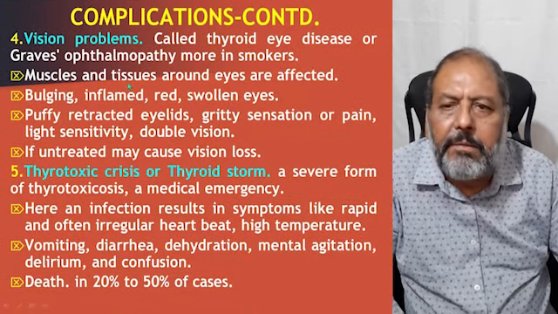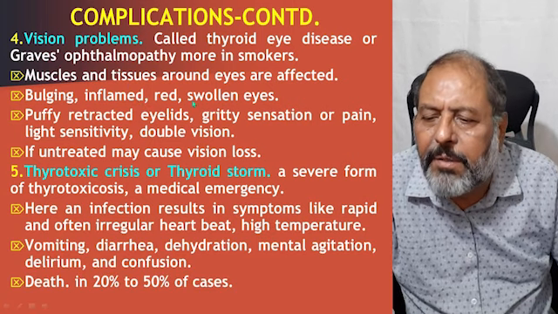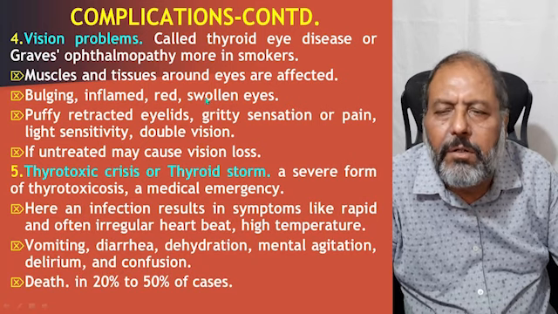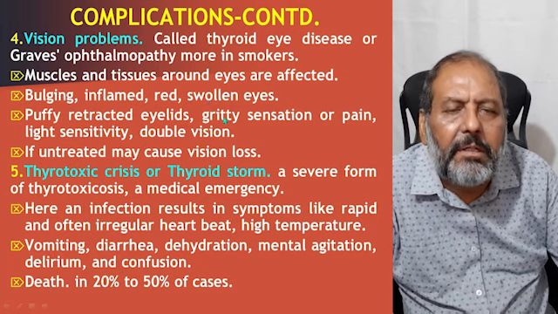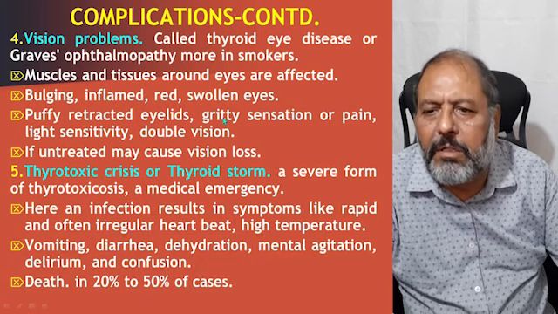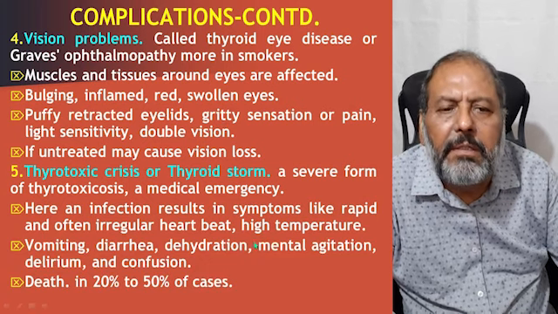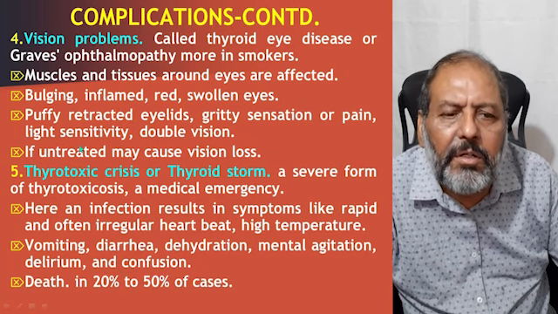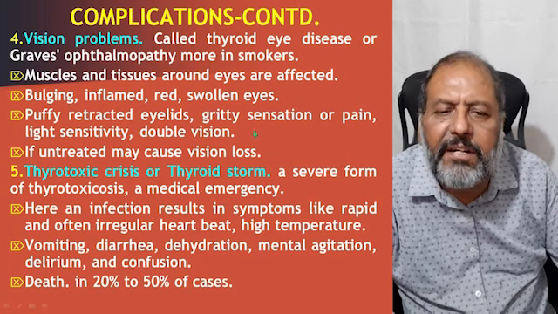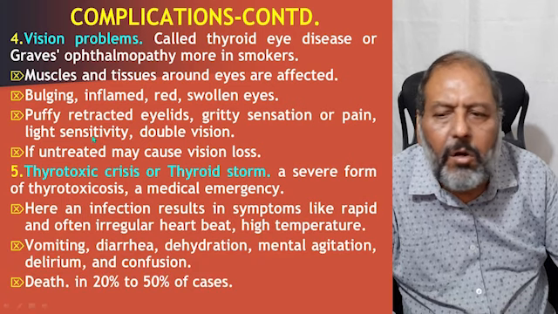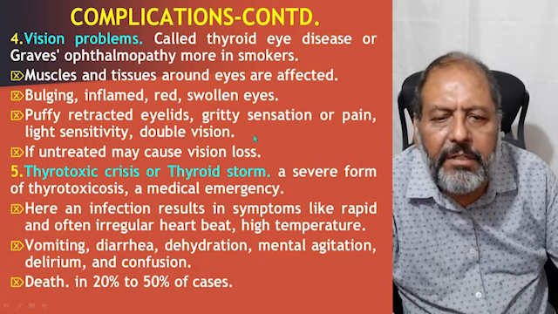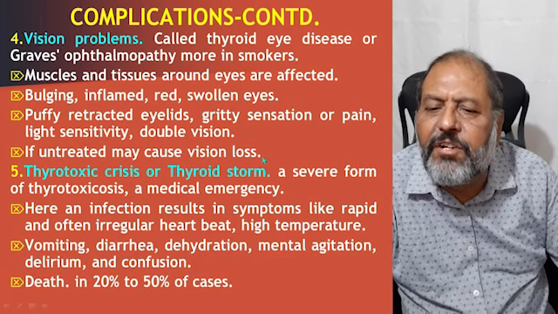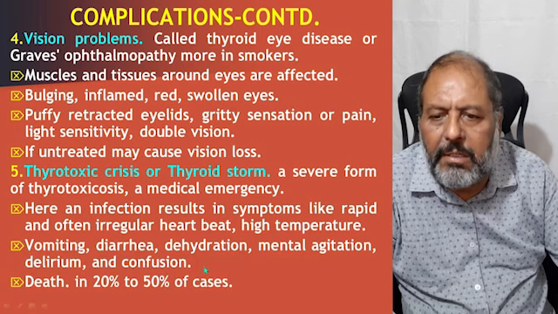Continuing the complications, number 4 is the eye problems called thyroid eye disease or Graves' ophthalmopathy. It is seen more in smokers. Muscles and the tissue around the eyes are affected. Bulging, inflamed, red, swollen eyes are there. Puffy, retracted eyelids, gritty sensation or pain, light sensitivity, and double vision are present. If untreated, it may cause vision loss also.